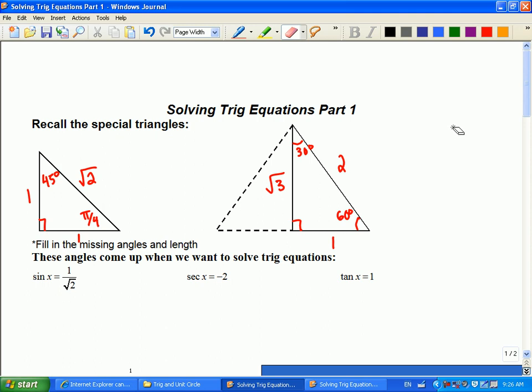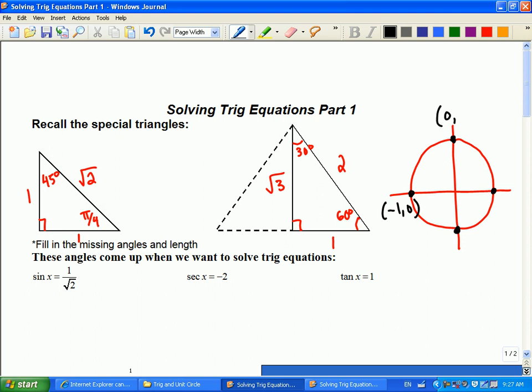Unit circle. So I'll just jog your memory here. If this is the unit circle, here are the points that are not on any triangle. There's no triangle here. Those points are not in a quadrant. But they will help me figure out special angles and exact values.